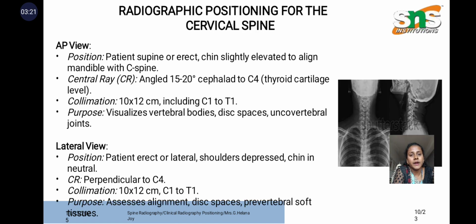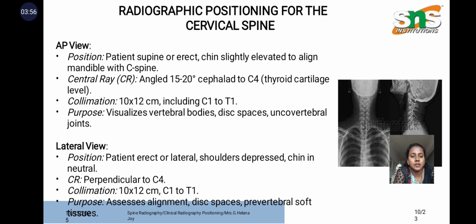For the cervical spine AP position, the patient will be supine or erect. The chin is slightly elevated to align the mandible with the C-spine. The central ray passes through the thyroid cartilage, and the collimation includes the C1 and T1 vertebrae. The AP view is taken to visualize the vertebral bodies, disc spaces and uncovertebral joints, and the lateral view is taken to assess alignment, disc spaces and prevertebral soft tissues.